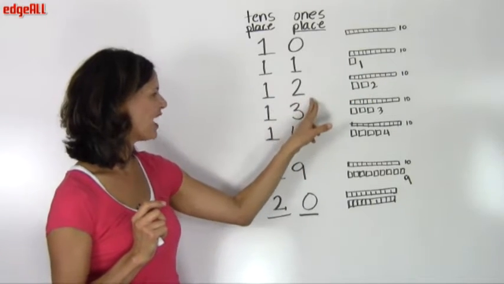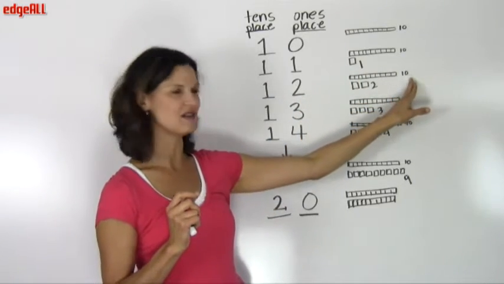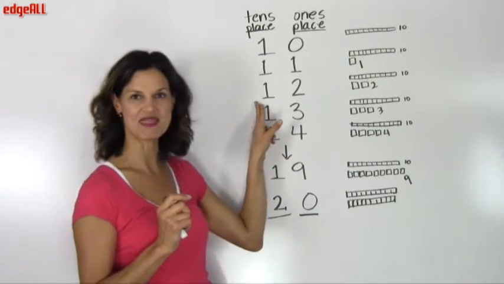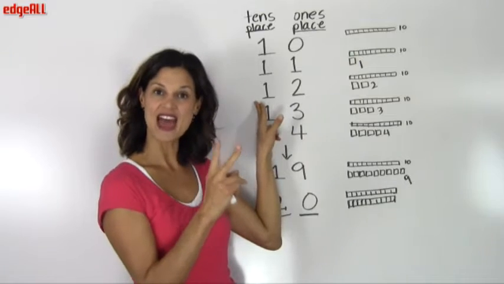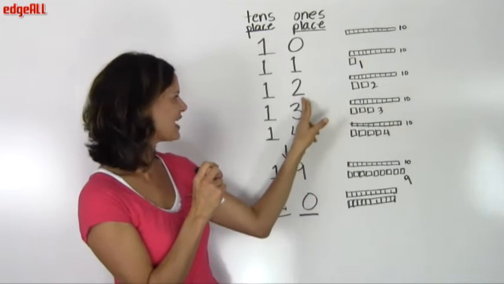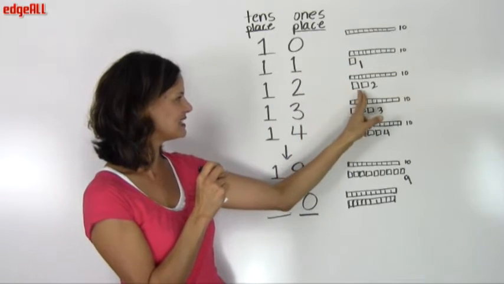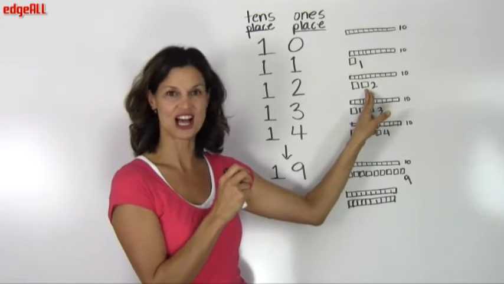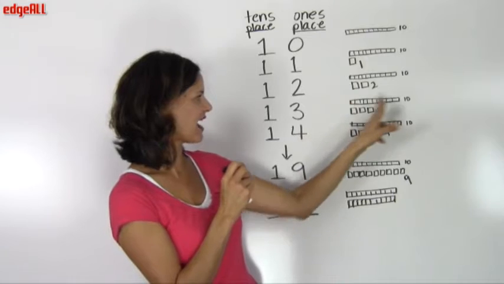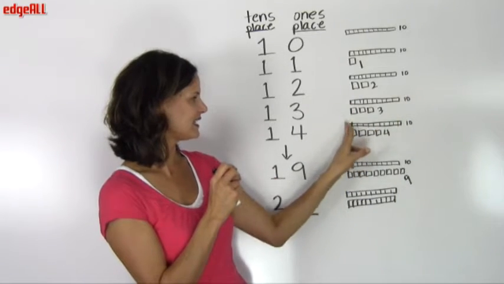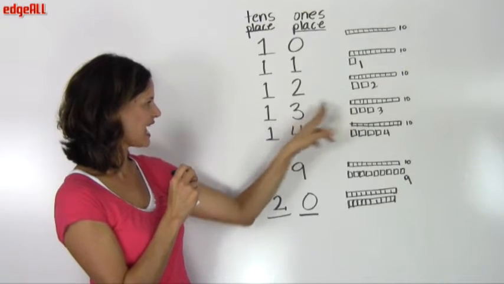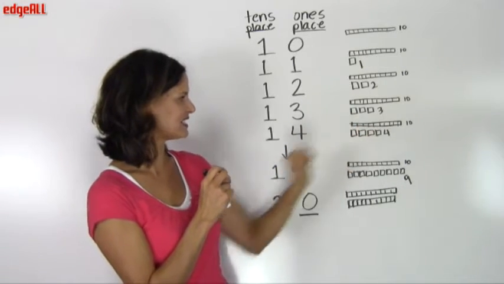As I move up to 12, I still have the bar of one group of 10, and I have a 1 in the tens place to represent that one group of 10, and then I've added 2 single items, or 2 single objects. And so I have a 2 in my ones place to represent the 2 additional objects. The same thing happens with 13 and 14. I have 10 plus 3, 10 plus 4. So 1 representing my one group of 10, 3 representing my 3 additional items.